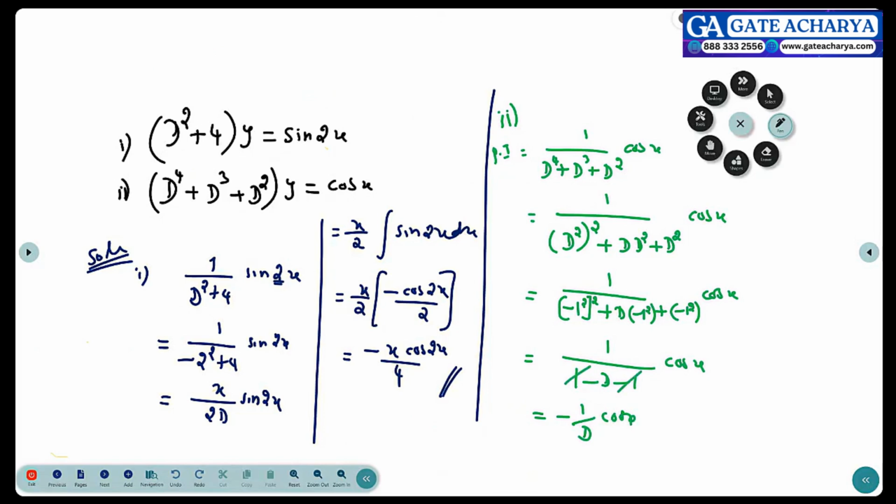1 by D means integral. So minus integral of cos x dx. So that is equal to minus, the integral of cos is sine. Minus, we already have the minus. So minus, the integral of cos is plus sine x. So minus sine x is the particular value.